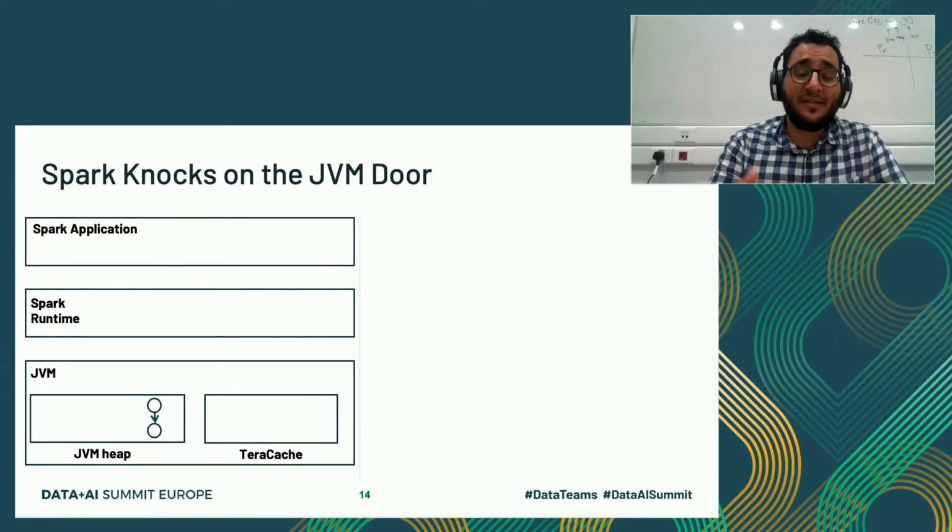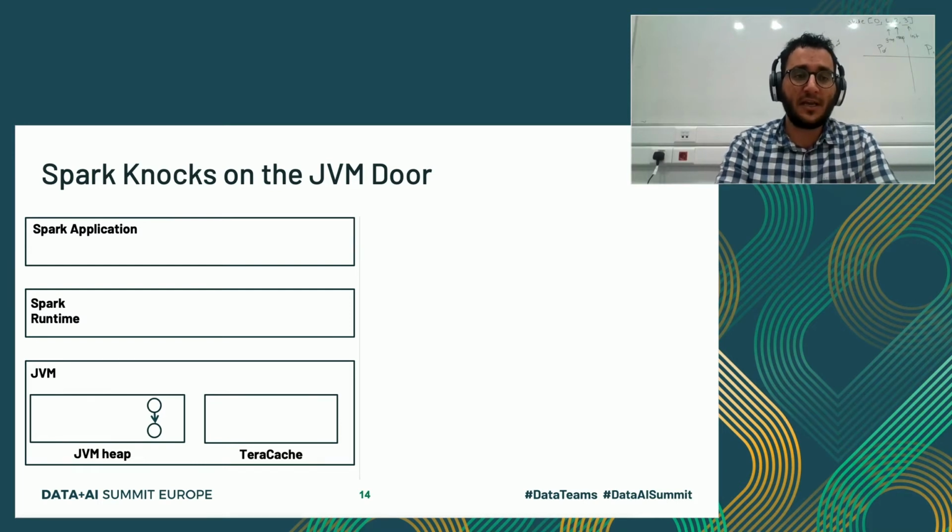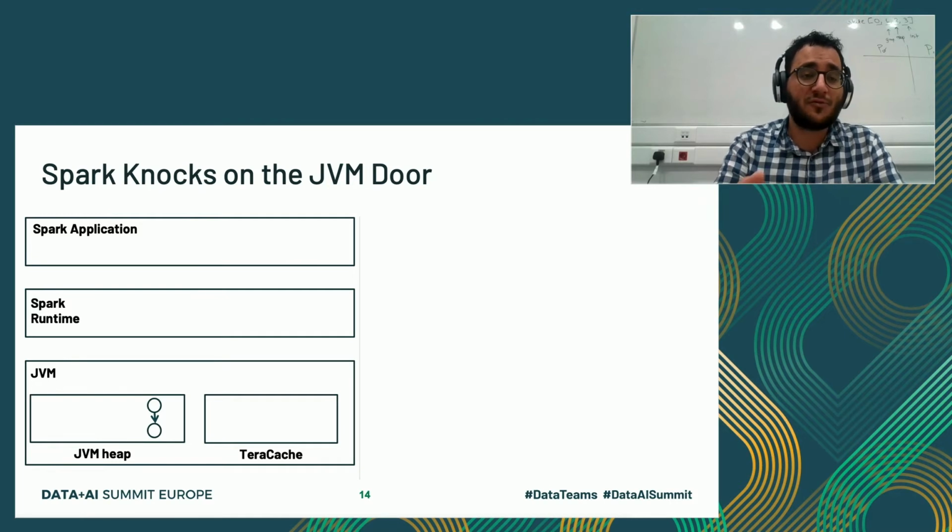Today, the JVM is unaware of the cache operations that Spark makes. As a result, the JVM handles the cached RDD objects uniformly, like all the other Java objects. So in our design, we make the JVM aware of the caching operation. As we show in the figure here, we have the Spark application that runs on top of the Spark runtime, and all of this runs on top of the JVM. And now our JVM supports two different heaps, the JVM heap and TeraCache.